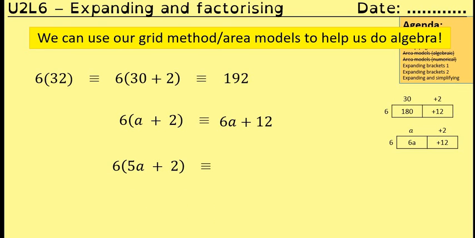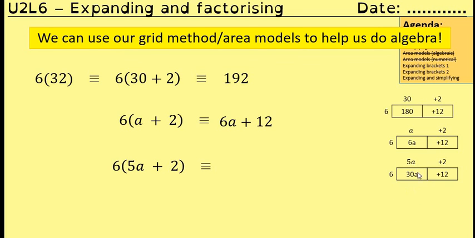Another example may be this one. So this time I'm doing 6 multiplied by 5a plus 2. And again, you can just think of 5a plus 2 as a partitioned number where we don't know what the a is. Remember, the whole point of algebra, if we think back to our very first lesson on variables, is that variables just represent numbers we don't know. So a is just a number we don't know, but if we did know it, we could even just write it like this.